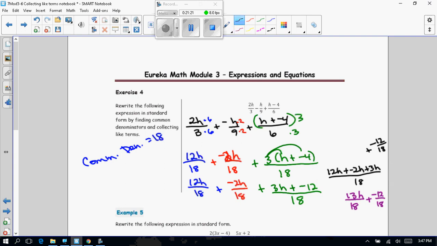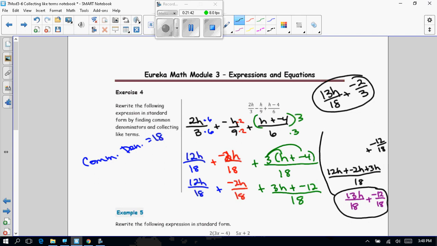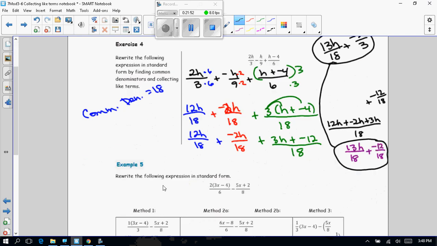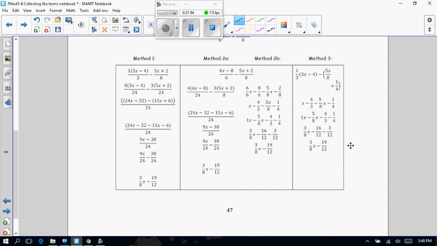We could reduce it. If you want to, you can. Feel free. If we reduced it, it would become 13h over 18 plus what goes into both 12 and 18? 6. 6 goes into 12, so that would be negative 2 and 3. Okay? Either one of those. This one makes me happier, but the other one is fine as well. If you take a look on page 47 here, it gives you multiple ways to solve the one problem here. I will do this in class. We're going to talk it over and kind of figure out what's going on there.